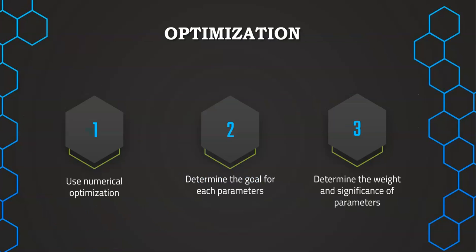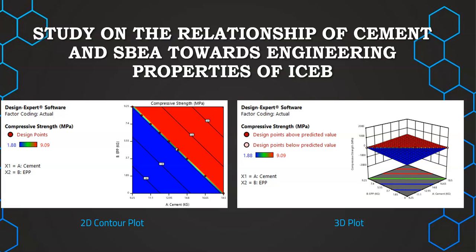Optimization of the green ICEB mix design was done using numerical optimization, where the independent variables are the cement and SBEA, and the response variables are the compressive strength and water absorption. Then we determined the goal for each parameter, where the cement was adjusted to be in the range between 0 to 18.5, meanwhile the SBEA was from 1 to 18.5. Then the weight of each variable was determined, and in this study, the weight of the variable was set to 1. Then the 2D and 3D contours were plotted. From the plotted contours, the relationship of cement and SBEA towards the compressive strength and water absorption can be studied.